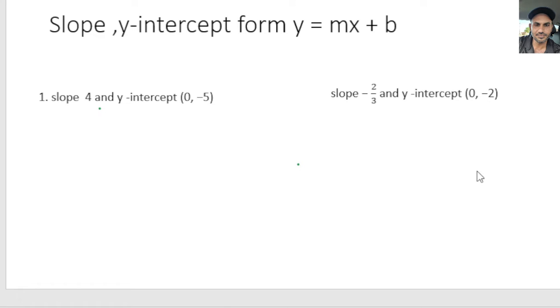Hello, welcome everyone. In this video, I'm going to go over slope and y-intercept form again. So here's our generic form where y is equal to mx plus b. M is the slope and b is the y-intercept.